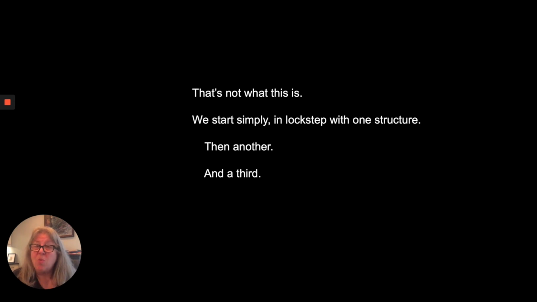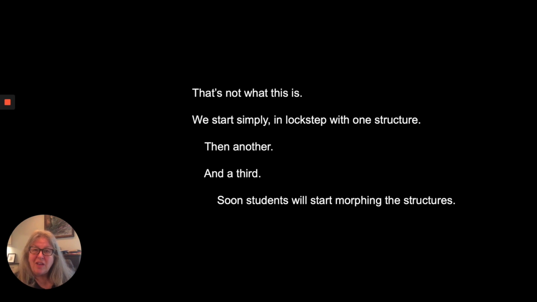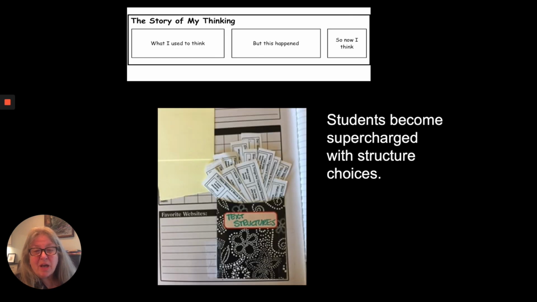We start with one, and we do start in lockstep together as we learn the process, and then we use another structure, and then a third, and then a fourth, and then they are free to choose structures from among many. And pretty soon, they're going to start morphing those structures and asking to change them and inventing their own. And that day, when it comes, that's the day to celebrate. They become supercharged with choices. No, it's not formula writing. It's structure.